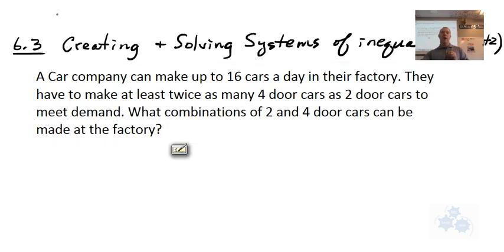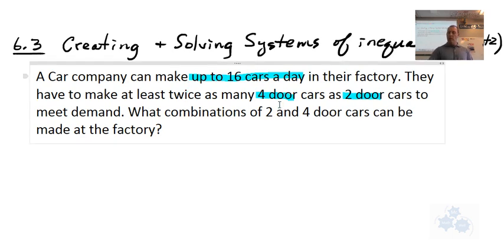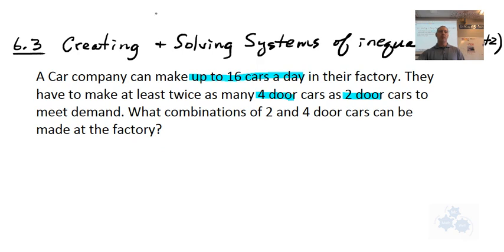Okay? So a car company can make up to 16 cars a day. Okay? So up to 16 cars a day in the factory. They have two kinds of cars, 4-door cars and 2-door cars, and there's some information about that as well. So 16 cars, two types of cars. What we want to do is make an inequality with variables. It would be a good idea to formally or informally set your variables. So let's say we did F as 4-door cars.